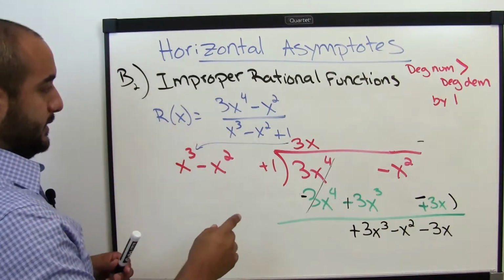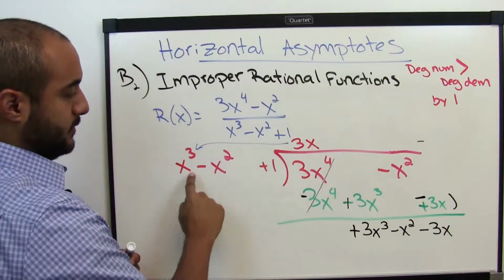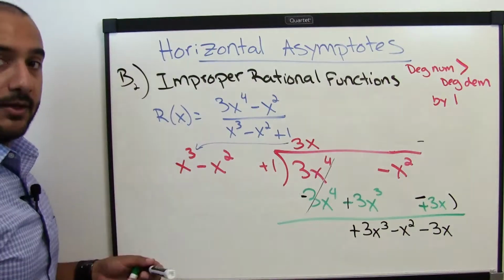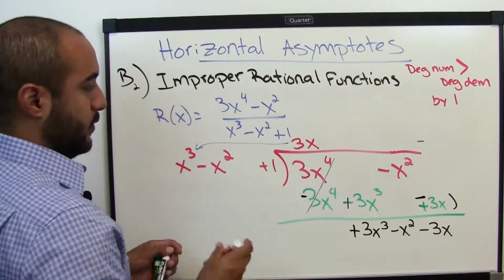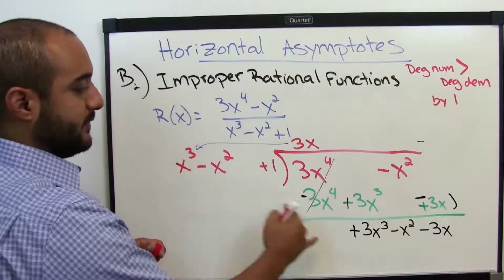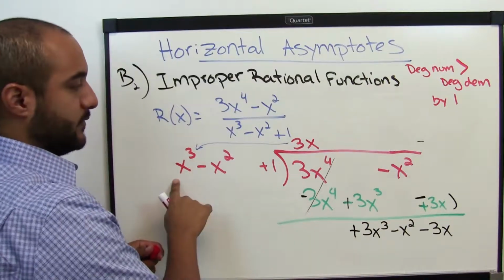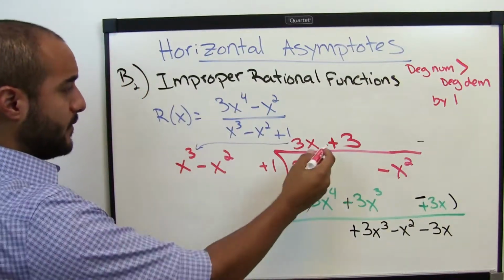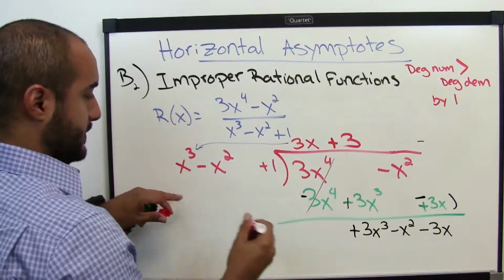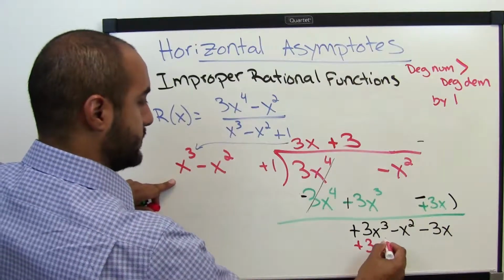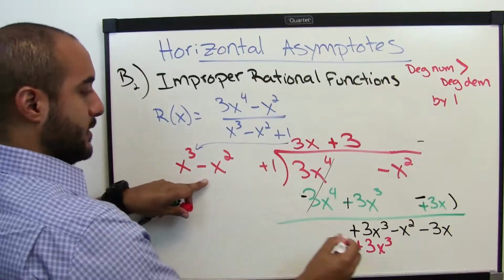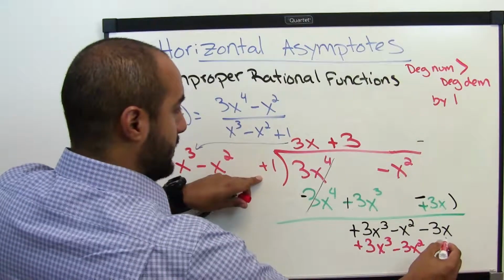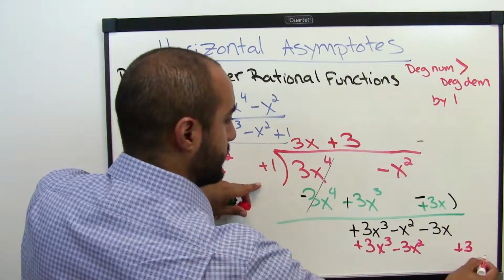I can do one more division because look at my powers. I have x to the third and x to the third. I can do something about it. So in this case, I noticed the only difference they have is that this has a coefficient of 3. So I need to multiply this by a positive 3. When I do that, I get plus 3x to the third. Remember, I've got to do it to all of them. So now it's minus 3x squared plus 3.